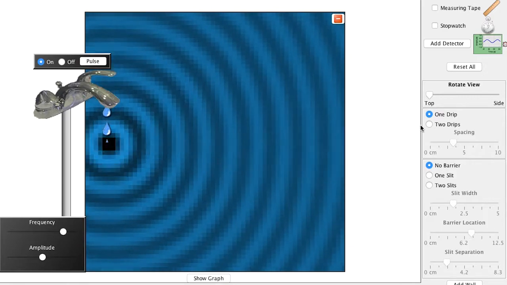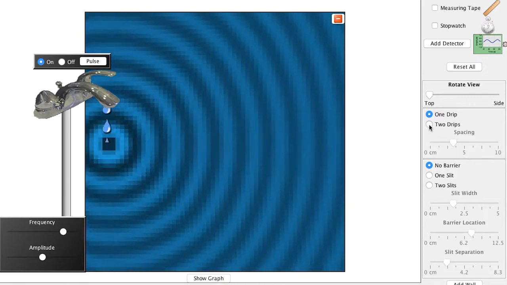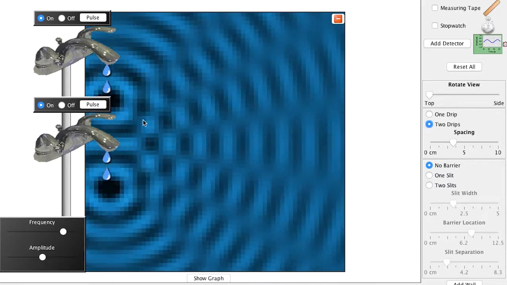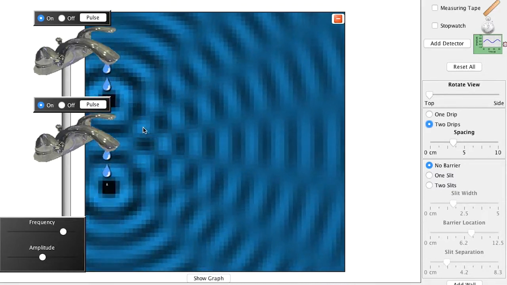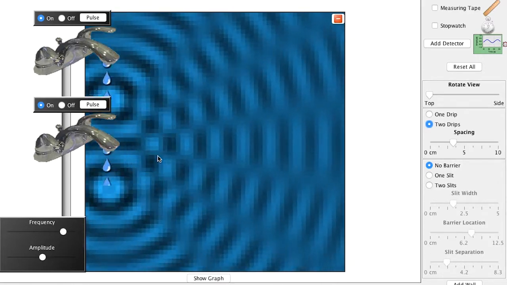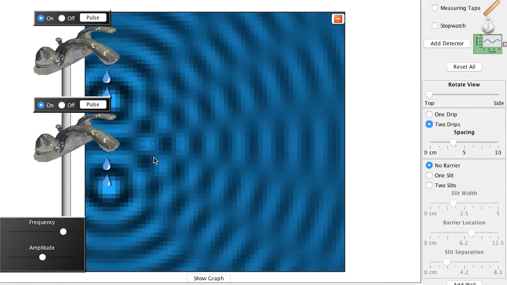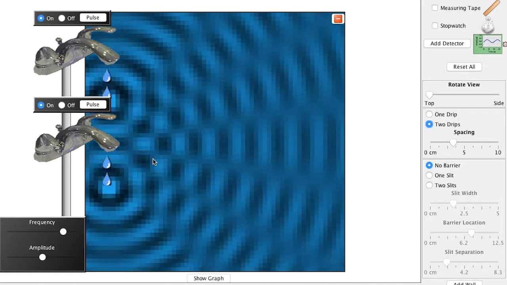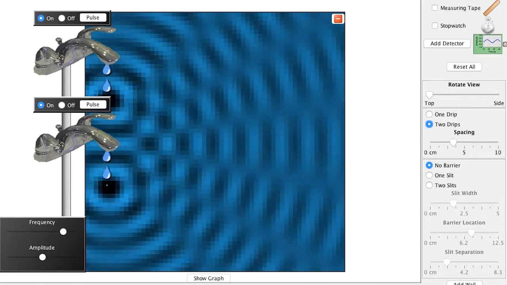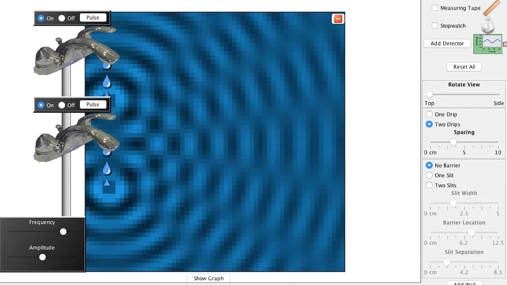So the way to fix that is we introduce two drips. And clearly these waves are interacting with each other, and they are adding up and subtracting, and they are producing interference. Can you see it? Now let me just pause it for a moment to show you what's going on. If I pause it, you can clearly see there are two important regions to have a look at.